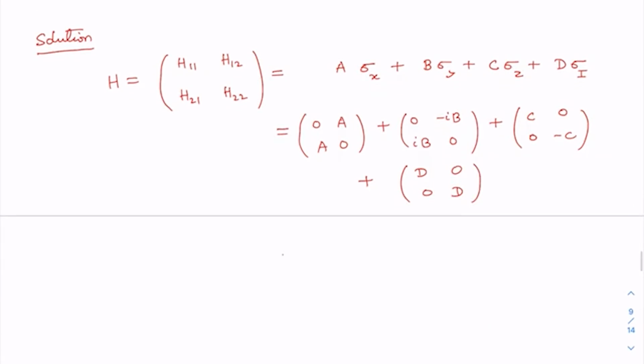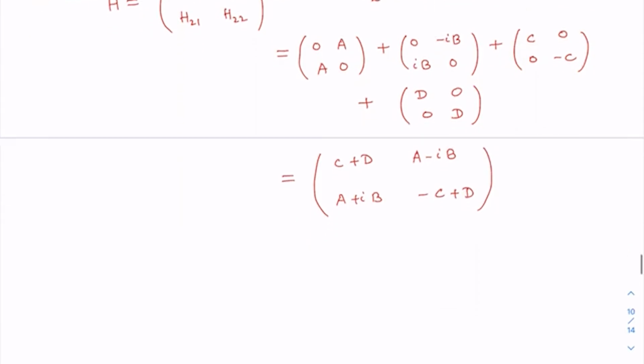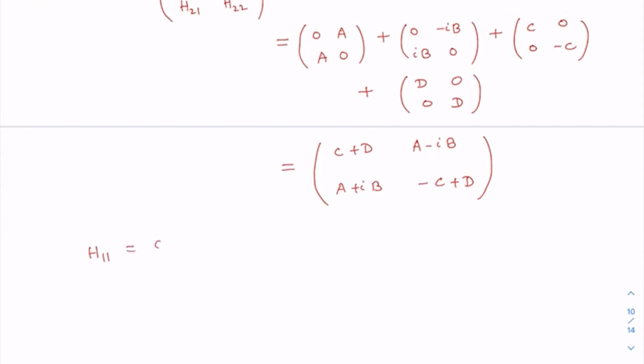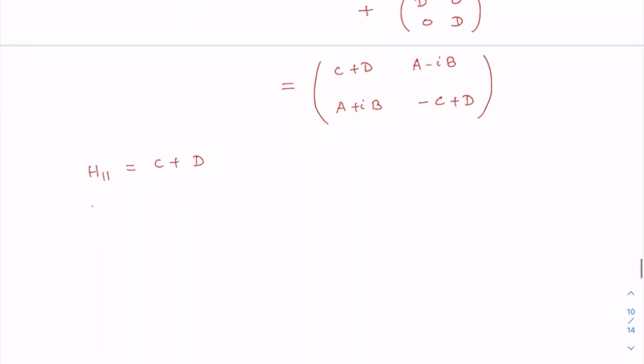So if I add all of them, then I will get C plus D, A minus iB, A plus iB, and minus C plus D. Now if I compare it term by term, then H11 would be equal to C plus D, H22 would be equal to minus C plus D, H12 would be equal to A minus iB, and H21 would be equal to A plus iB.